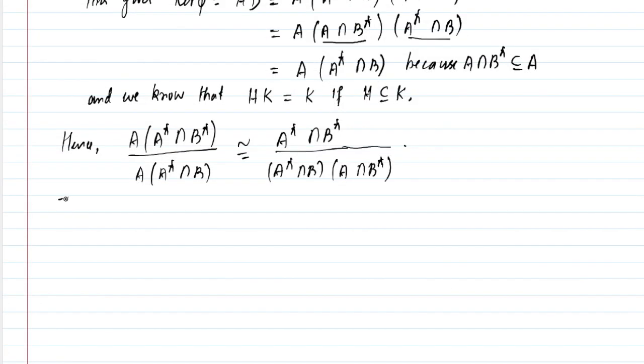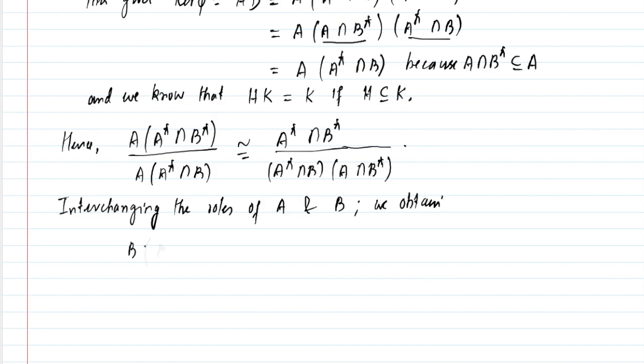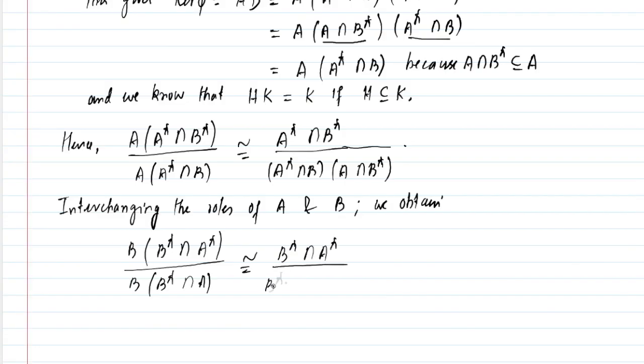Now interchanging the roles of A and B, and in fact also for A star and B star, we obtain, wherever we have A we will replace it by B, so we will get B into B star intersection A star by B into B star intersection A. This is isomorphic to B star intersection A star by B star intersection A into B intersection A star.